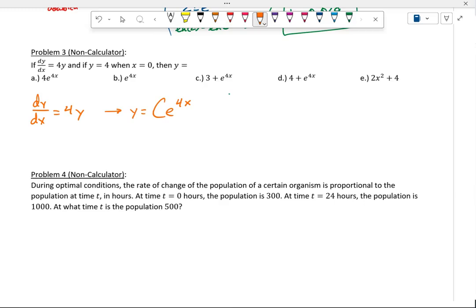All right, so what they're wanting us to do, we have an initial condition here. We want to find our C value. So let's go ahead and do that. So we have a point 0, 4. So let's go ahead and use that. So y equals c times e to the 4x. How would that look if I use that point? Alex, if I use that point, what would that look like?